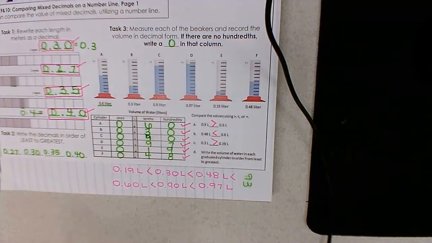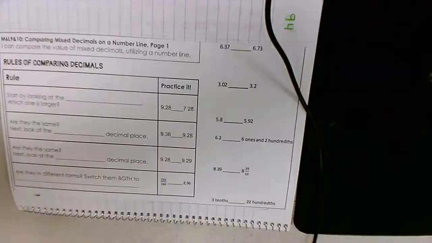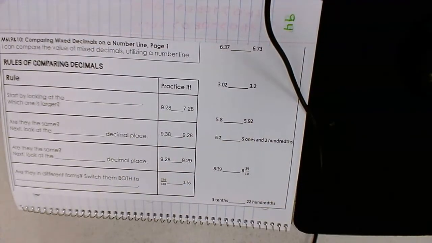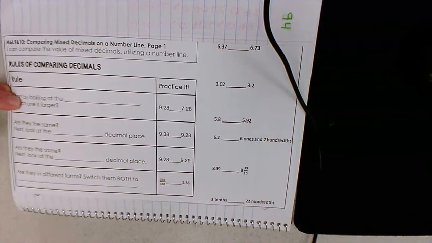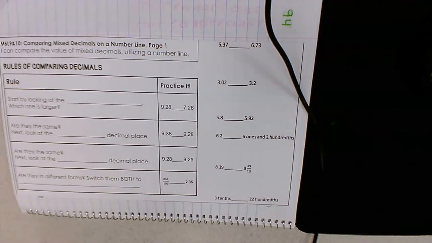That's the end of our first page. When you're ready, let's flip over and work on that next side. So in math, sometimes it's helpful to have rules. When do you know that a decimal is larger than another decimal? Well, let's start in this order and work our way down.